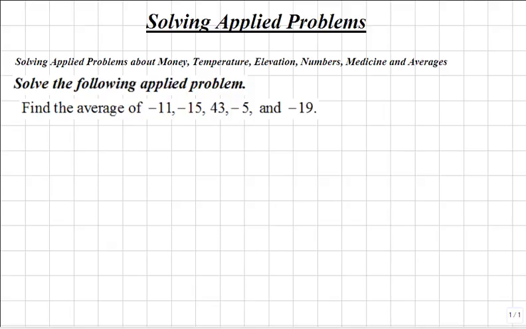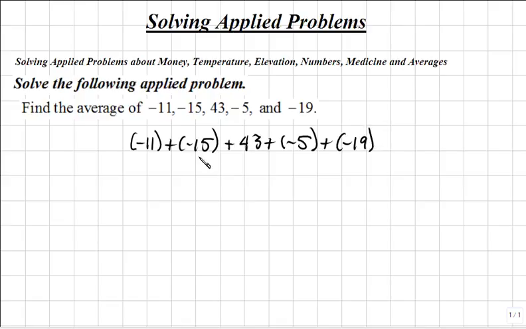of numbers. In other words, we'll add negative 11 plus negative 15 plus 43 plus negative 5 plus negative 19. We'll divide this total by the total count of numbers, which is 1, 2, 3, 4, 5 numbers. This will compute our average.